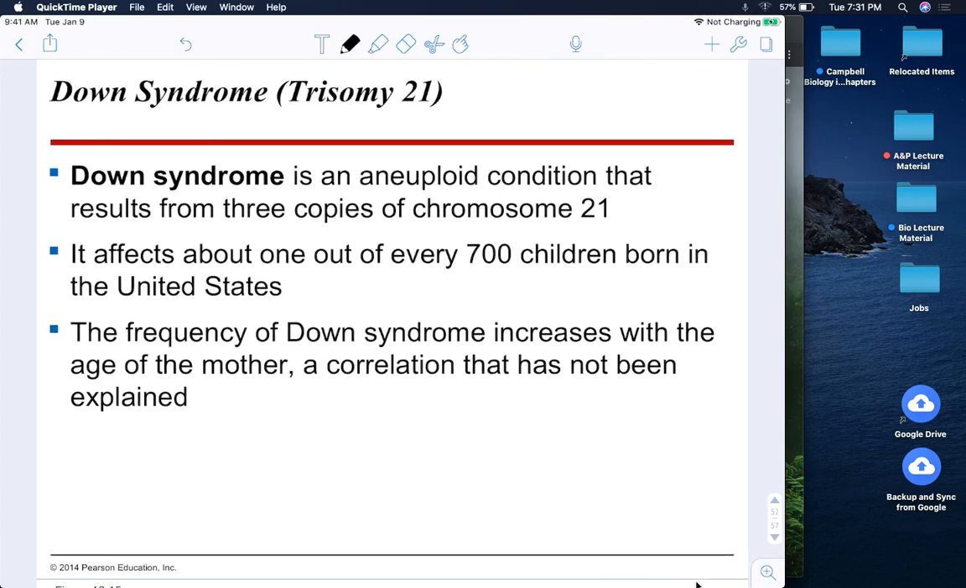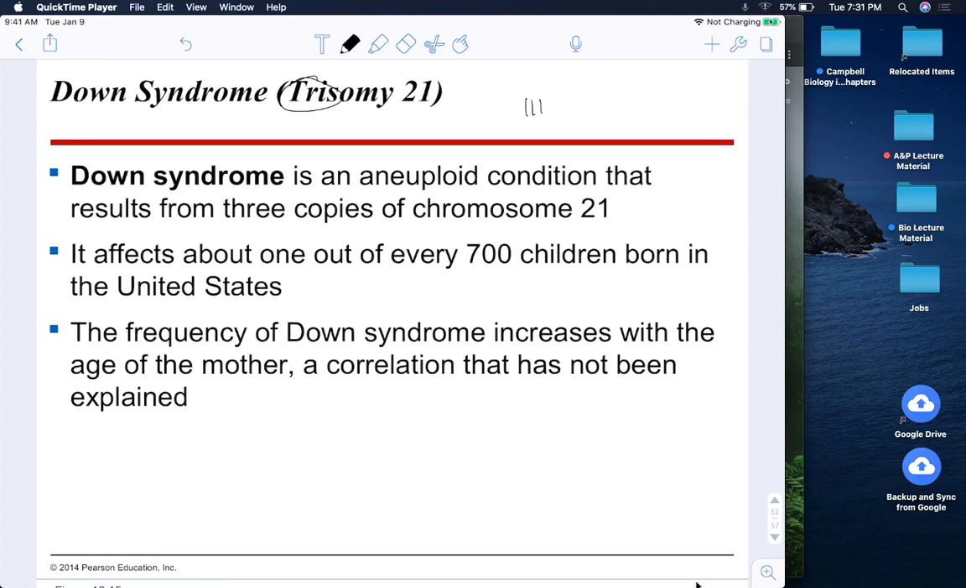These surviving individuals have a set of symptoms or a syndrome characteristic of a type of aneuploidy. So Down syndrome is trisomy 21. Trisomy means that there are 3 chromosomes in the 21 position where there should only be 2. So Down syndrome is an aneuploid condition that results from 3 copies of chromosome 21. It affects about 1 out of every 700 children born in the United States. And the frequency of Down syndrome increases with the age of the mother, a correlation that has not been explained.